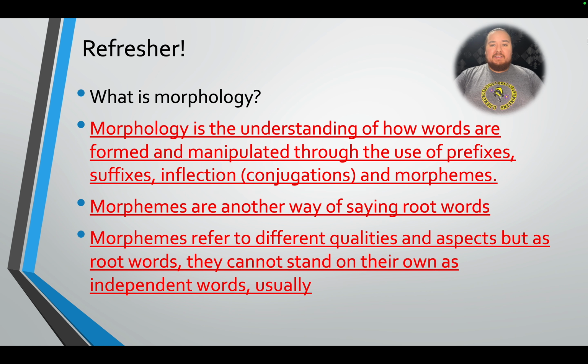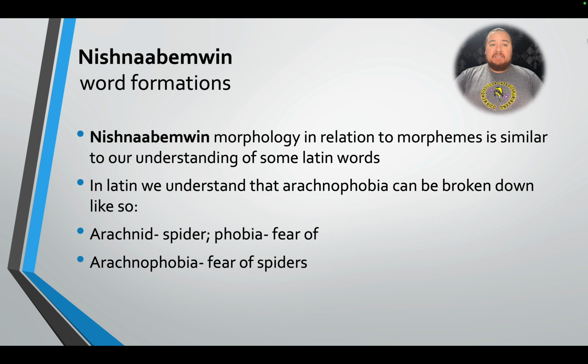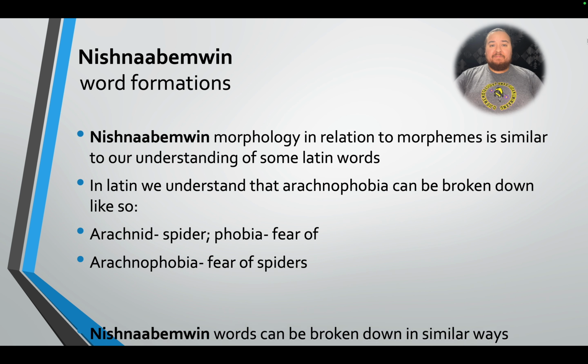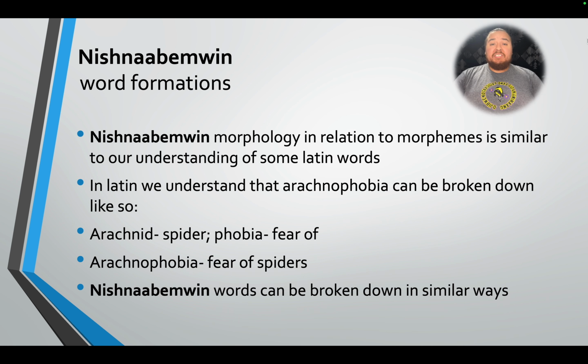So Nishnaabemwin word formations. So Nishnaabemwin morphology in relation to morphemes is similar to our understanding of Latin words. So in Latin, we understand that arachnophobia can be broken down like so. Arachnid means spider, and phobia means fear of. So altogether, arachnophobia means a fear of spiders. So Nishnaabemwin words can be broken in a similar way to this.